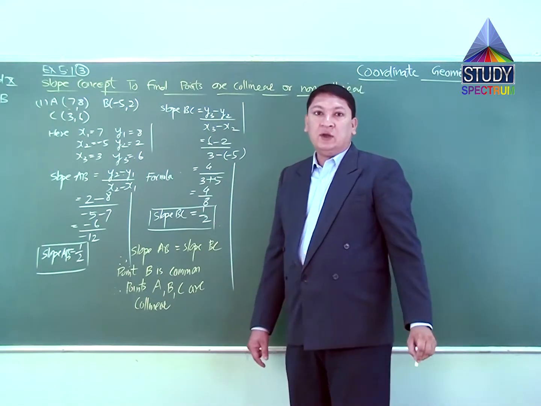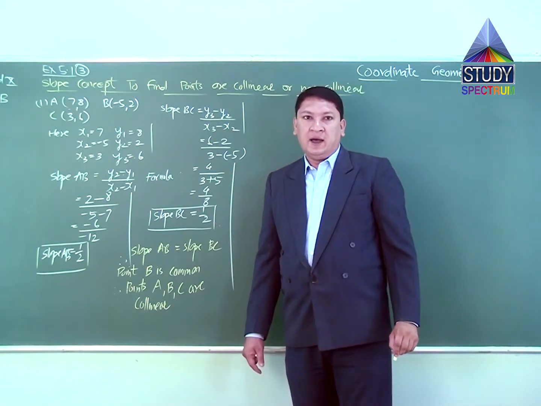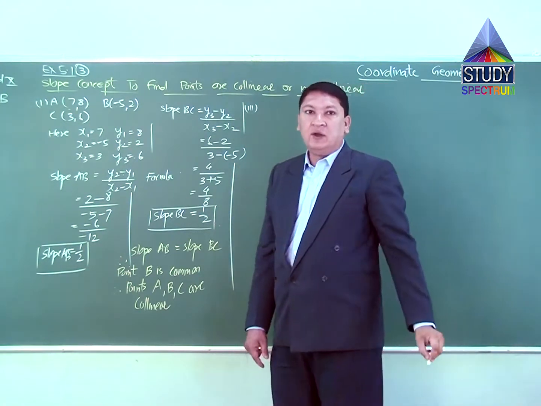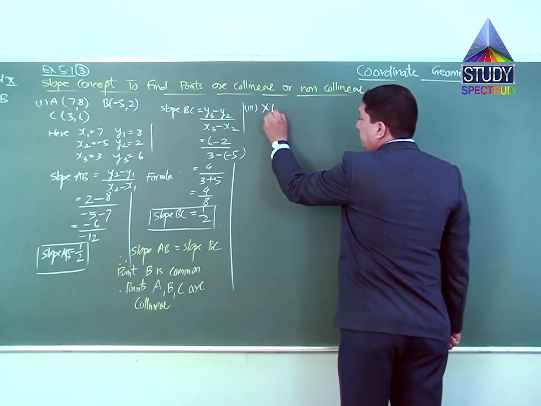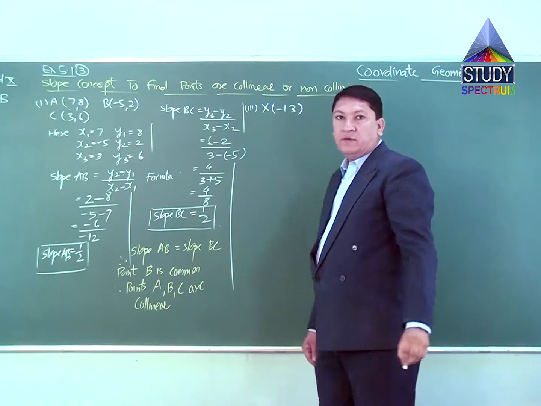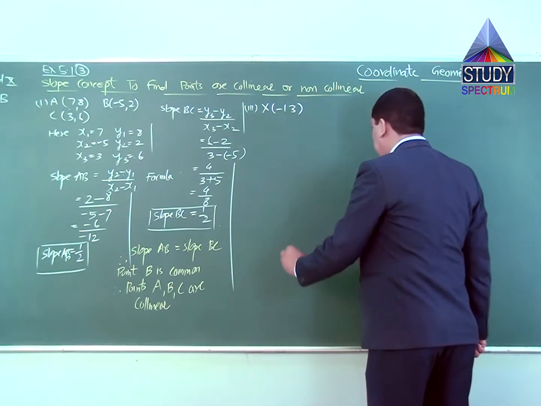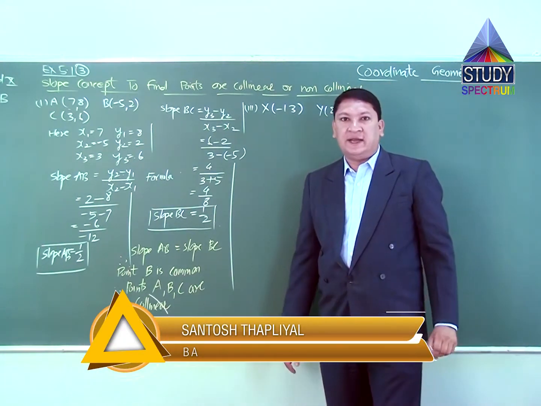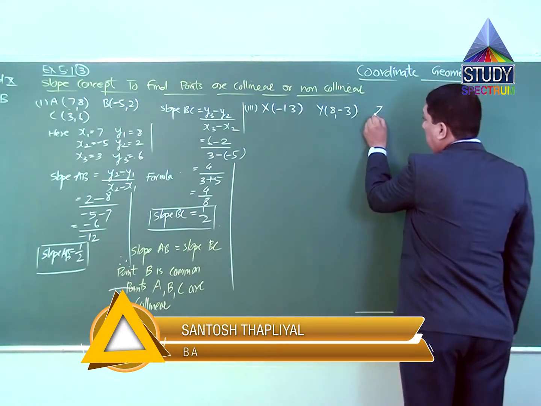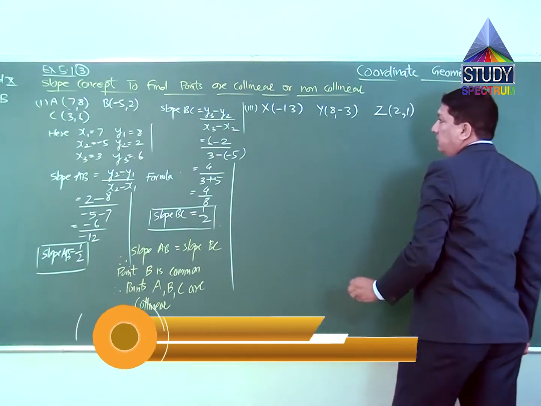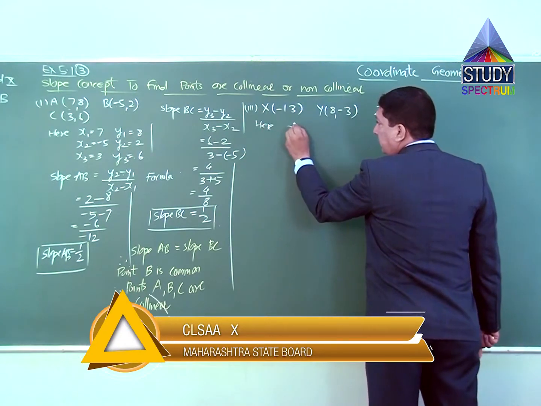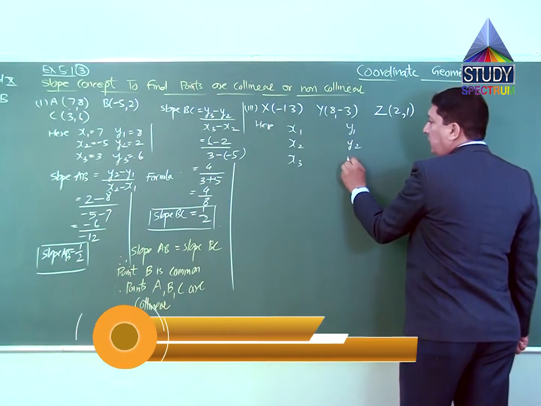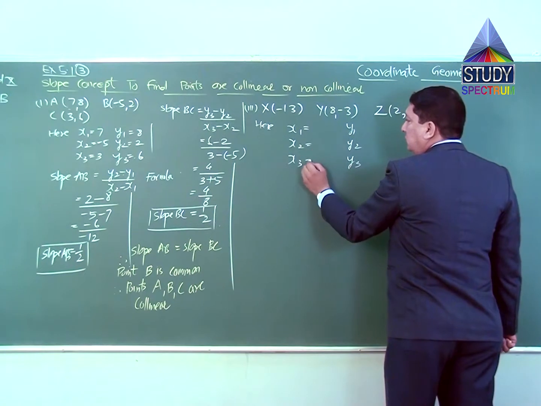Now this time, values are given to us for P, Q and R. So we'll take the third sum instead of the second. The values of X are minus 1, 3. The values of Y, 8, minus 3. And the values of Z, that is 2, 1. So here, same thing, x1, x2, x3, y1, y2, y3. Now we'll write the values.